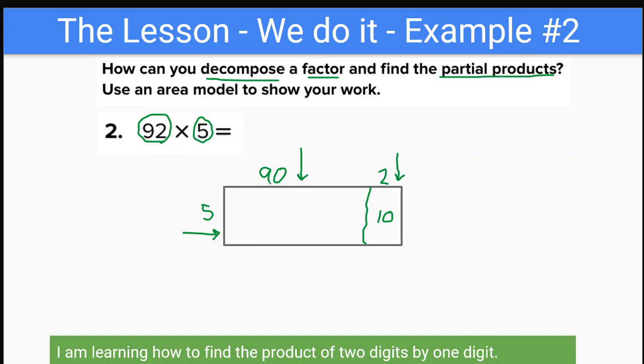I know that 5 times 9 is 45. But this is 5 times 90, which has a 0 on the end of it, so I'm going to put a 0 on the end of this. So I get 450 here. That's a partial product. I get 10 here. That's a partial product. 450 plus 10 is 460, and that's my final product. Kids, you're learning how to find the product of a 2-digit number and a 1-digit number.